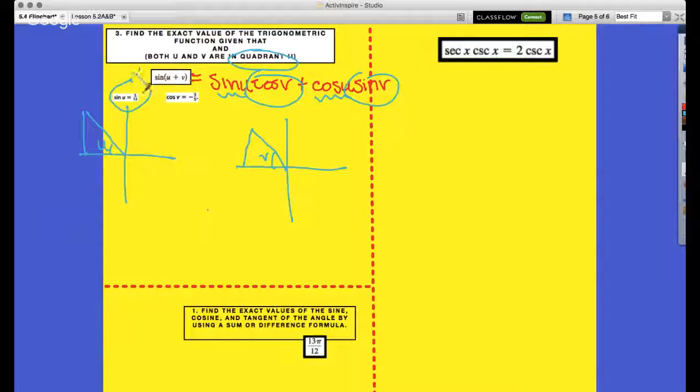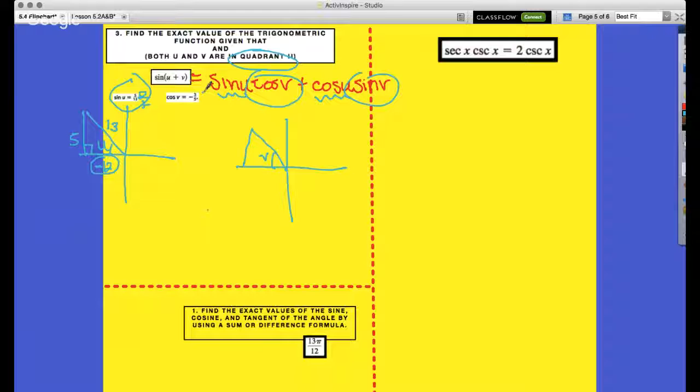So u would be 5/13, which is opposite over hypotenuse, okay? So the opposite side would be 5. The hypotenuse side would be 13 here. Then I would use the Pythagorean theorem to solve for the adjacent side. Make sure that it's negative, okay? It's going to be negative 12 here, I think. So that's the Pythagorean theorem.